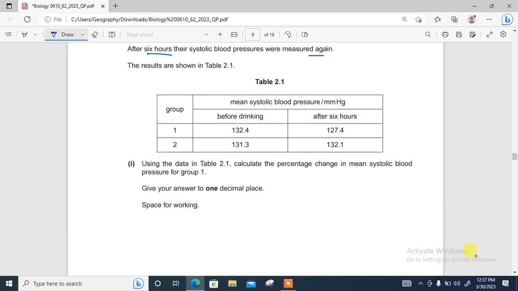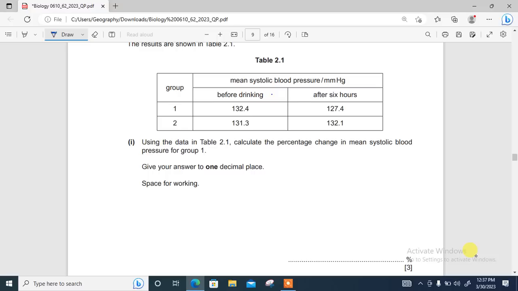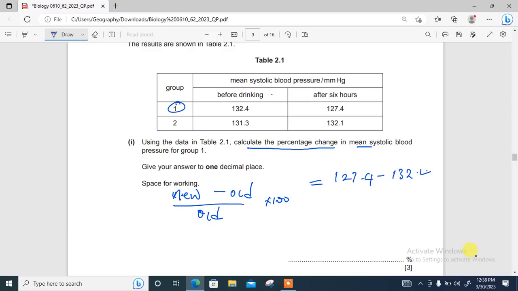So we have group 1, group 2 at the start and after 6 hours. Now, the first question here, they say using the data, calculate the percentage change in the mean systolic blood pressure for group 1. So we're looking at group 1. So percentage change should be the new value, which is after 6 hours, minus the old value, divided by the old value, times 100. So the new will be 127.4 minus 132.4, divided by 132.4.